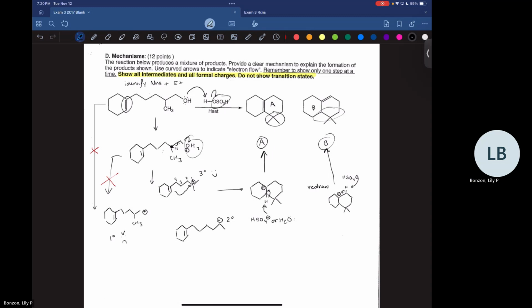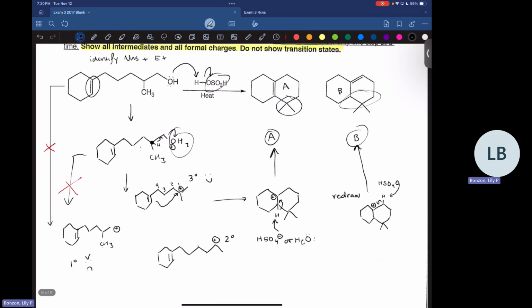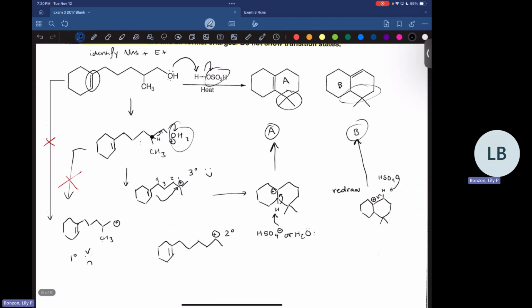I'll zoom out. But yeah, if you had done the forming the primary carbocation and then hydride shift, you would get points off. So just be very careful with your mechanisms. If it doesn't really make sense, like a primary carbocation doesn't really make sense, then just double check. Any other questions on the mechanism?